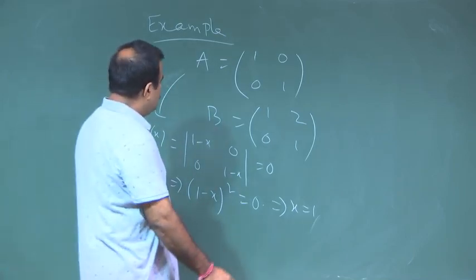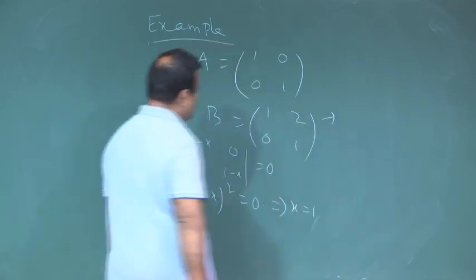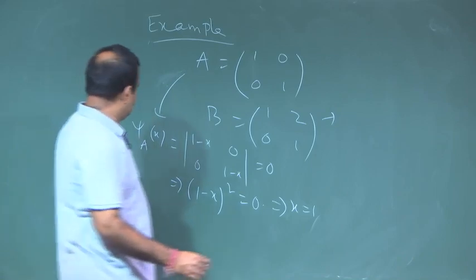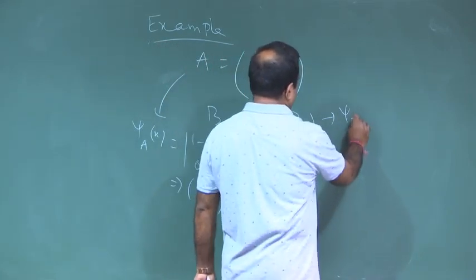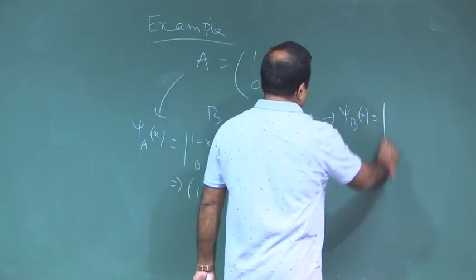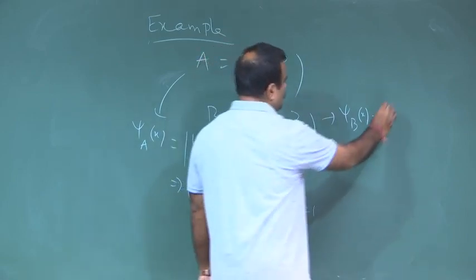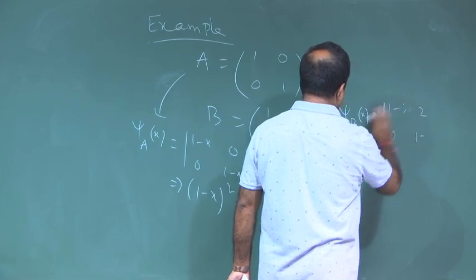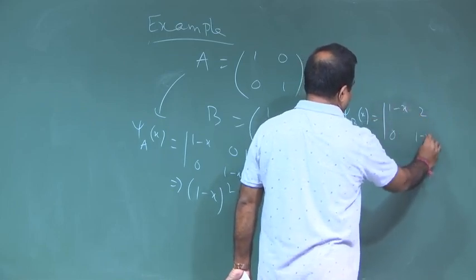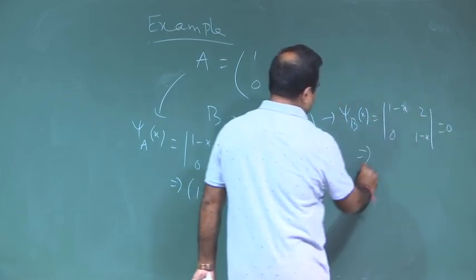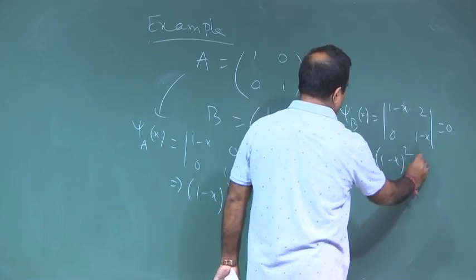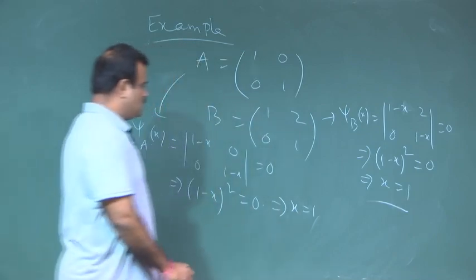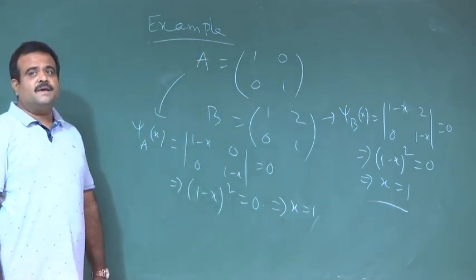Now, how to get the eigenvalues of B? Again we need to find the characteristic polynomial of B, which is the determinant of 1 minus lambda, 2, 0, 1 minus lambda. This will give us the same equation, (1 minus x) square equal to 0. So they have the same characteristic equations and the same eigenvalues.